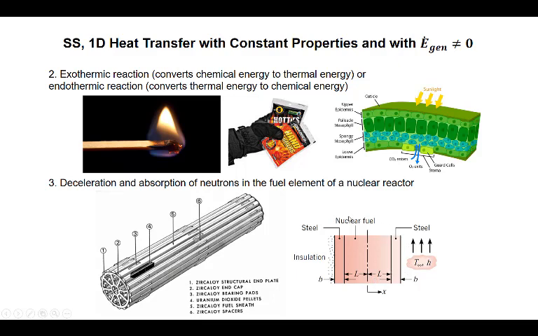One often can represent the nuclear fuel element as a cylinder or sometimes a plane wall, and often there is a cladding on the element. Here the cladding is steel. Due to the conversion of nuclear energy into thermal energy within the fuel element, this thermal energy must be transferred away from the fuel element to prevent it from overheating.